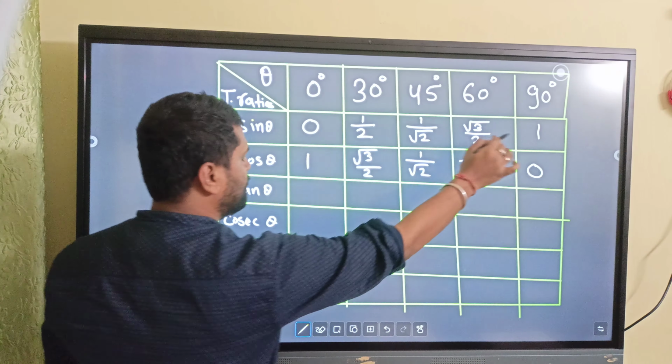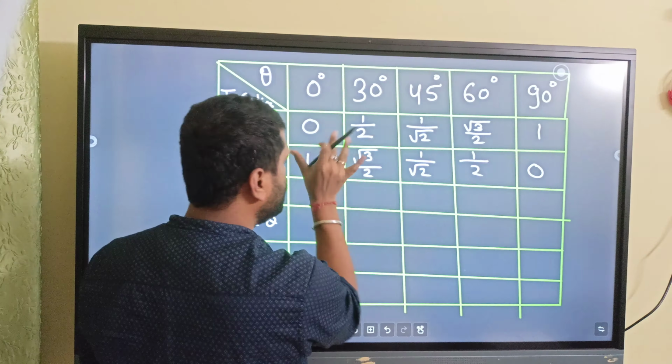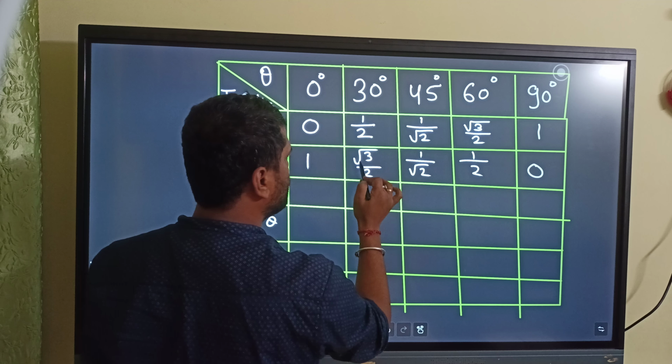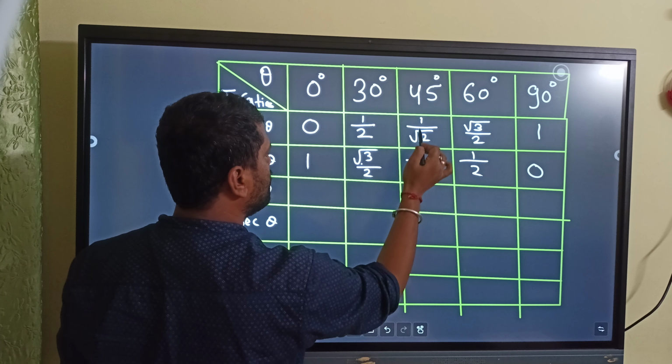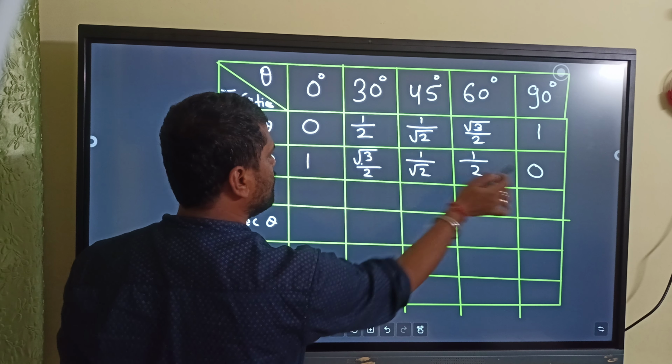This you have to mug up. This you should know. And then cos is ulta. So cos 0 you write 1, then root 3 by 2, then 1 by root 2, then 1 by 2, then 0.